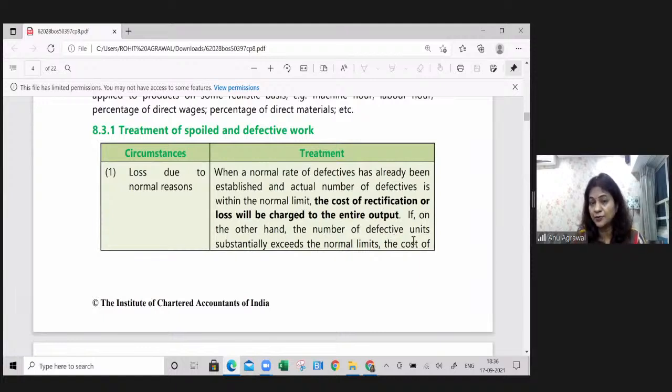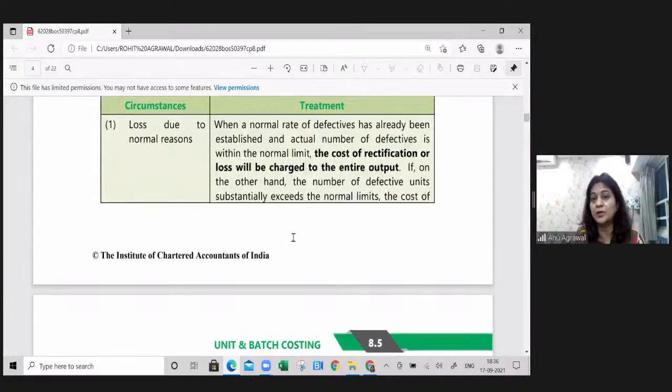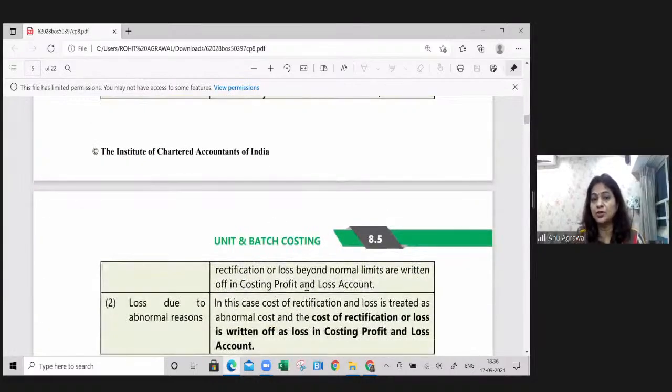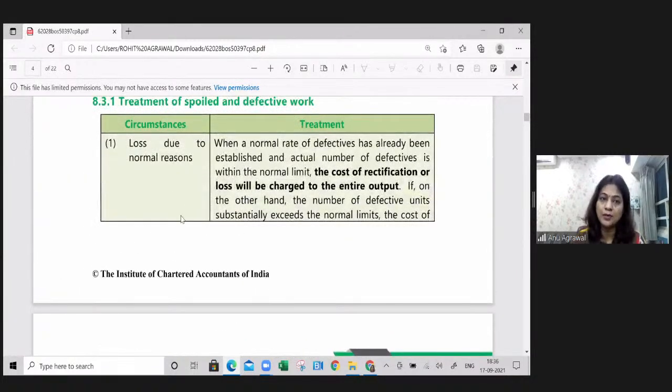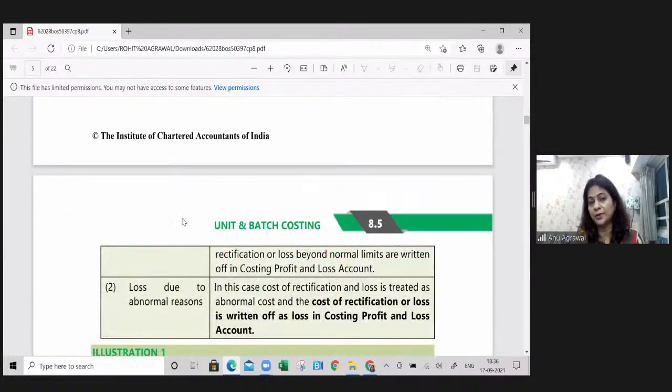Now, this is the treatment of spoiled and defective work. If, on the other hand, the number of defective units substantially exceeds the normal limit, the cost of rectification or loss beyond the limits is written off in costing. Here they are talking about normal reasons and abnormal reasons, and how you treat spoiled or defective work.